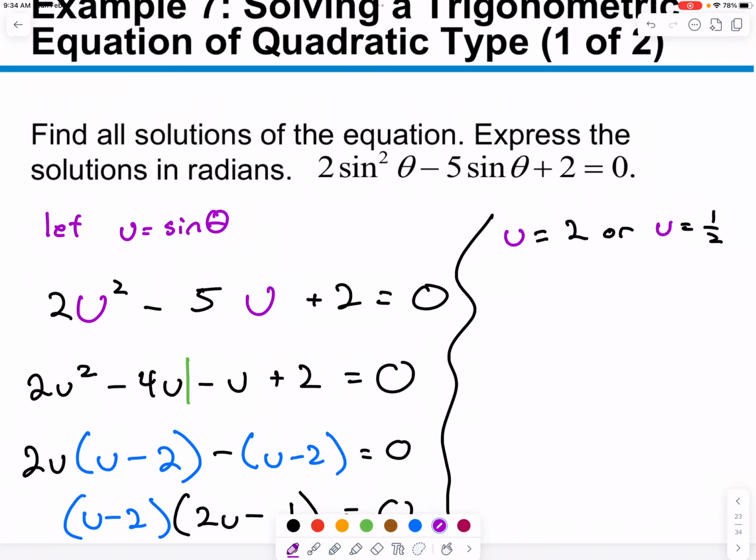So if u equals that, then sine of theta equals 2 or sine of theta equals 1/2. The half, we can get that from the unit circle, right? And isn't the 2 outside of our domain? Let's check real quick.